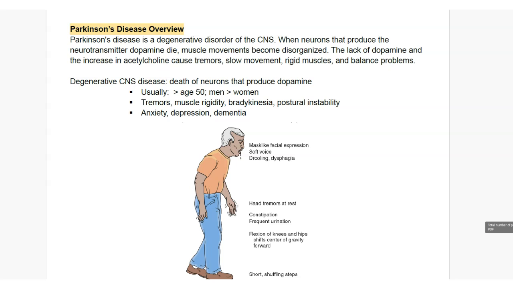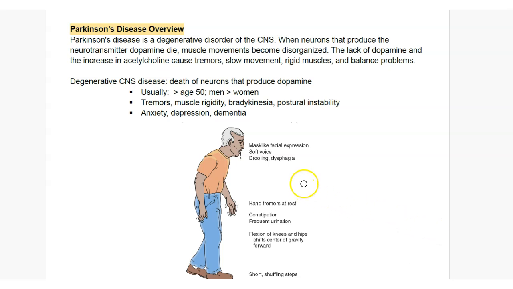In addition to that, when you think about the influence of dopamine, it's one of the feel good neurotransmitters, right? And so if you have neurons that are dying that produce dopamine, now you have lower dopamine levels. So what happens when dopamine levels are down? It can actually affect your mood and mentation. So it can lead to anxiety, depression, and dementia.